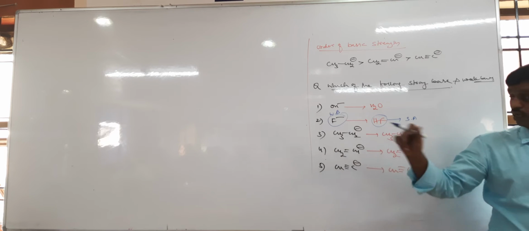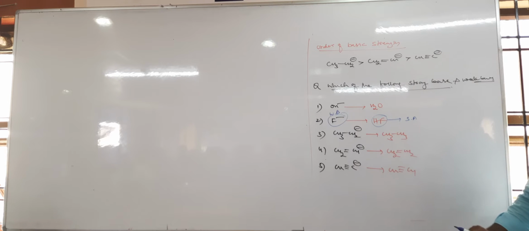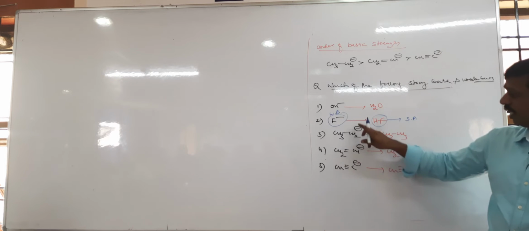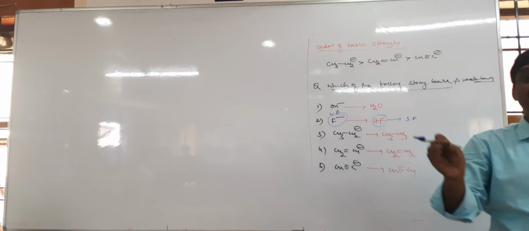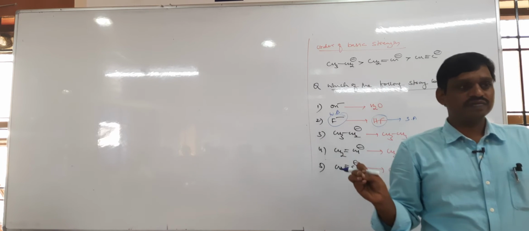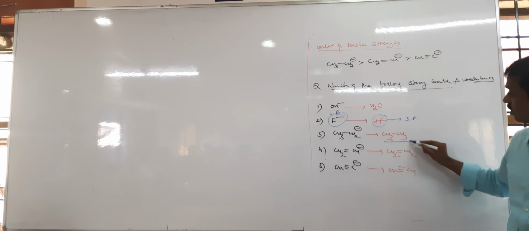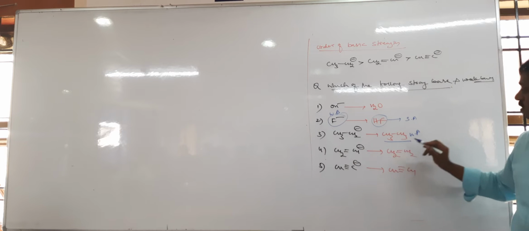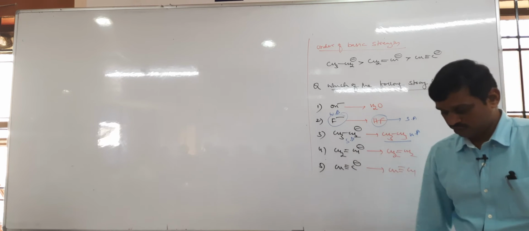Got it? Now next, among these, which is the weakest acid? See, in all hydrocarbons, alkanes are the weakest acids, right? Since alkanes are the weakest acid, this is the strongest base. That's it.